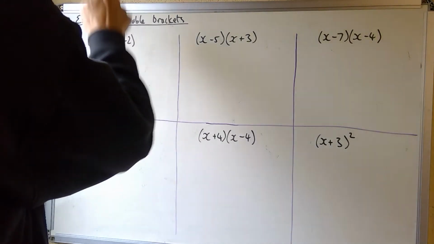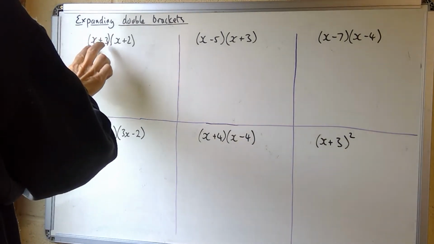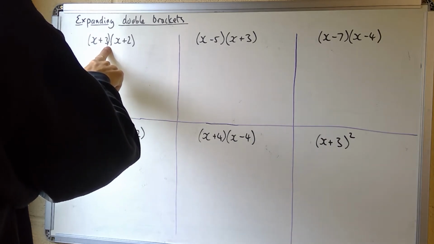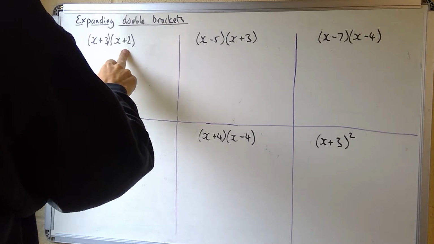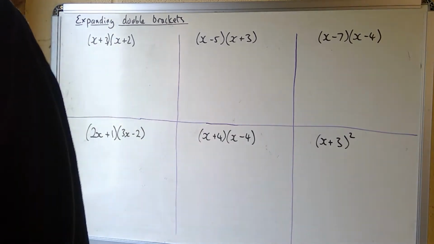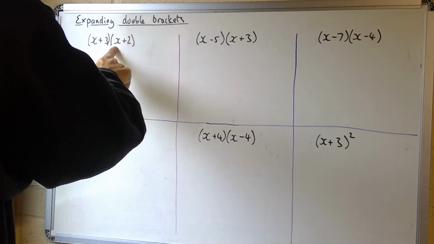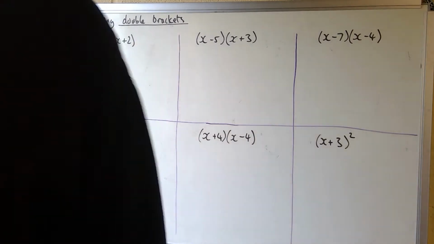Okay, today we're going to be expanding some double brackets. Double brackets are where you've got two brackets with no sign in between them. What that means is this bracket multiplied by this bracket. If we knew what the value of x was, we could substitute that into that bracket, substitute that into that bracket, and then multiply the result. But we don't know what x is.